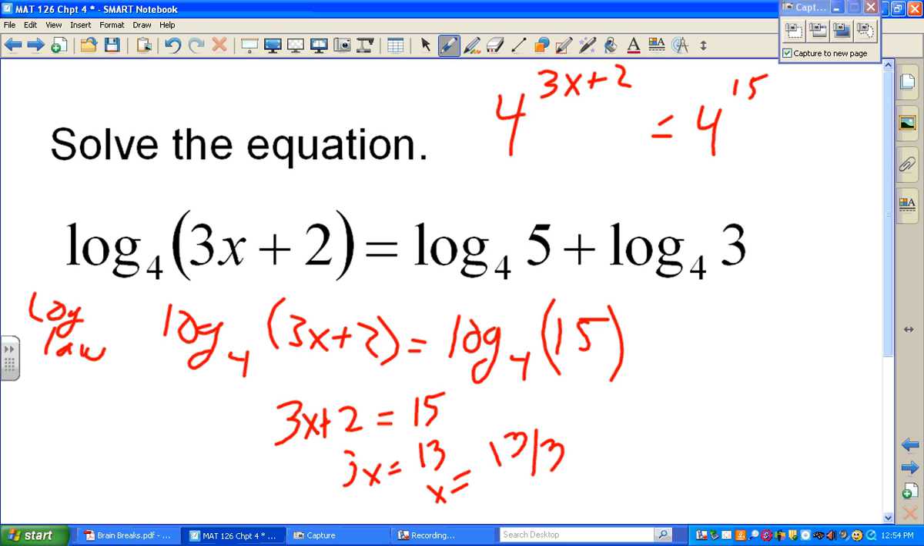Anybody else get 13 thirds? Yeah. And what's the one thing you have to be sure of when you're solving for logarithms? Actually, to make sure that this stays positive. Okay? That has to stay positive. So everything bigger than negative 2/3 would work, and obviously 13 thirds is. Good.